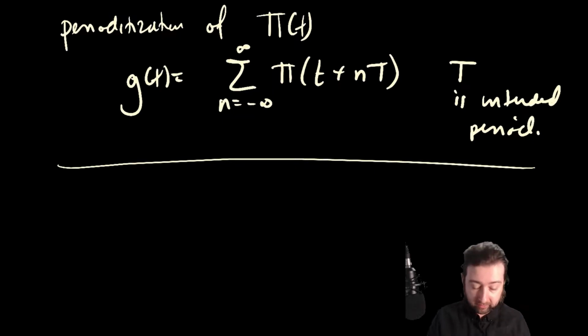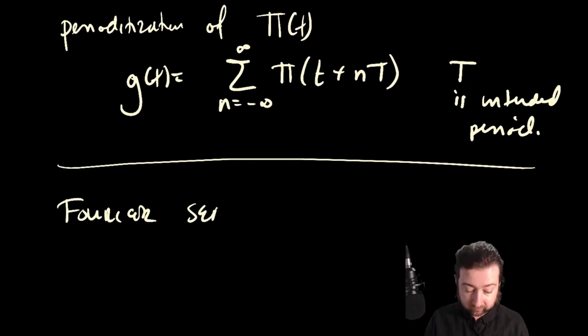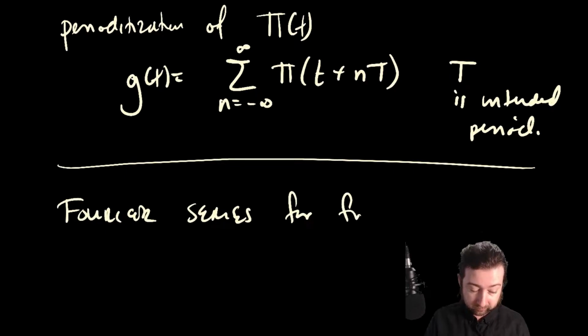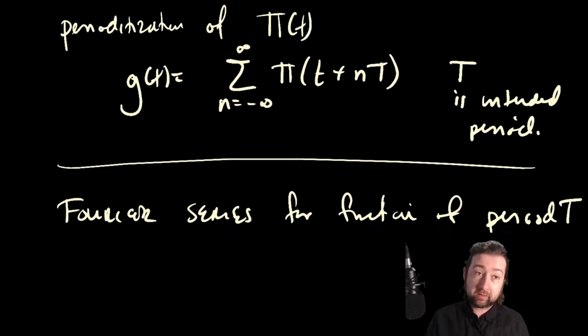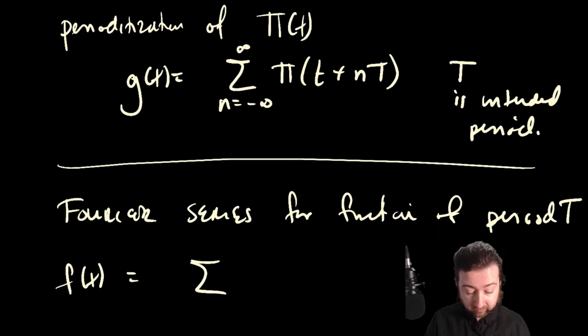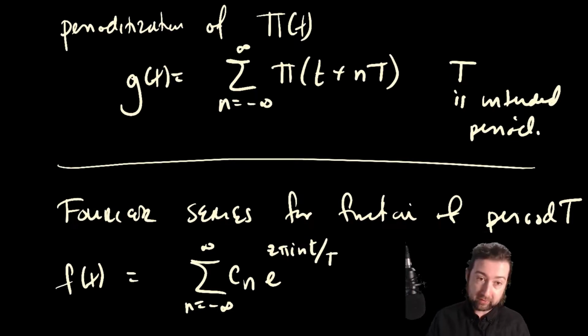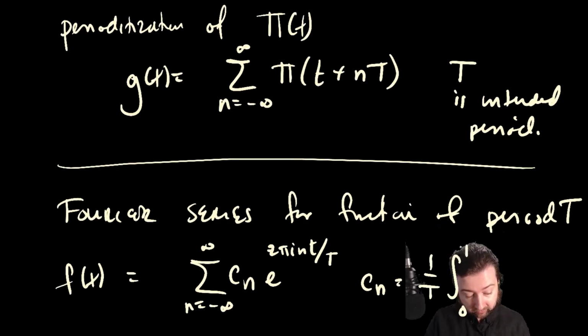So the tools that we're going to try to use here, given that we can make a function of any period that we want, are that we know that we can write down the Fourier series for a function of period T. Using the ideas from the previous homework, we write f of t is equal to the sum from n equal to minus infinity to infinity of c_n e to the 2 pi i n t over capital T. And then we calculate the c_n's by doing 1 over T times the integral from 0 to T of f of t e to the minus 2 pi i n t over T dt.